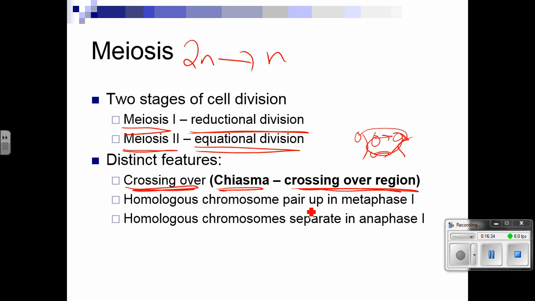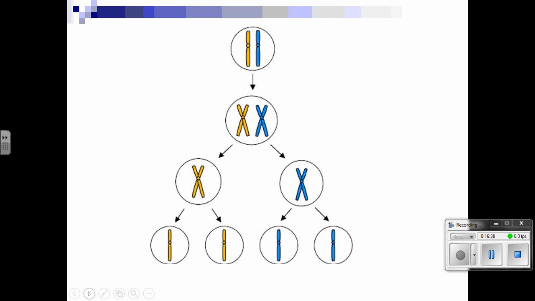Homologous chromosomes are going to pair up in metaphase 1, and then they're going to separate in anaphase 1. Let's take a look at what this looks like. So here is a pair. Now you would have 23 pairs. Okay, keep that in mind. This is just 1 pair, just to give you the idea of what's happening to each of the chromosomes.